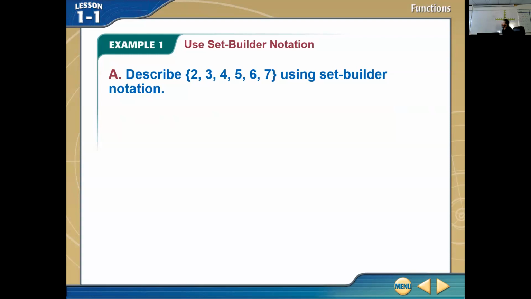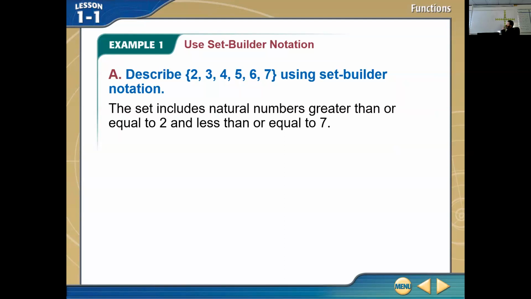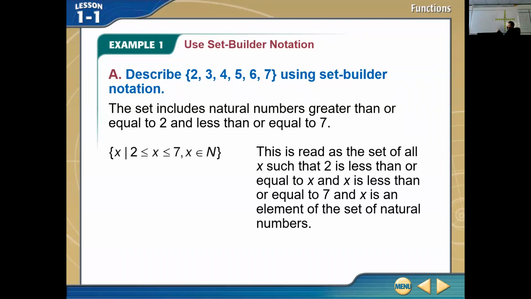So in this case, I'm going to describe my set as x, and my given characteristics are that x is between 2 and 7, and the set includes natural numbers. So right there, they've given us what area we fall into. We fall in the natural numbers, and we're greater than or equal to 2 and less than or equal to 7. So our answer and our set is x such that x is greater than or equal to 2, x is less than or equal to 7, and x is an element of the natural numbers.